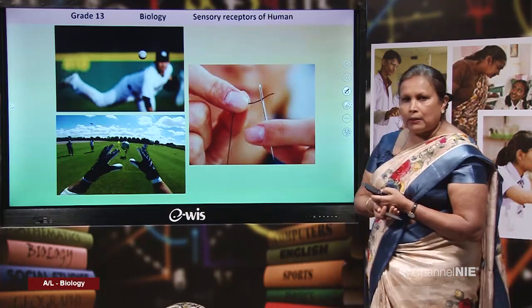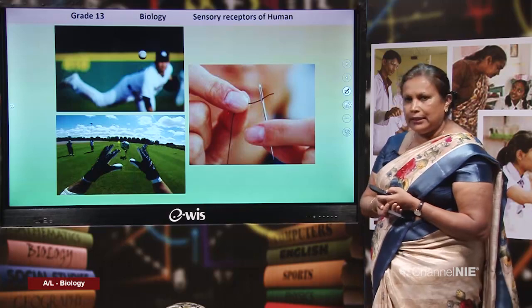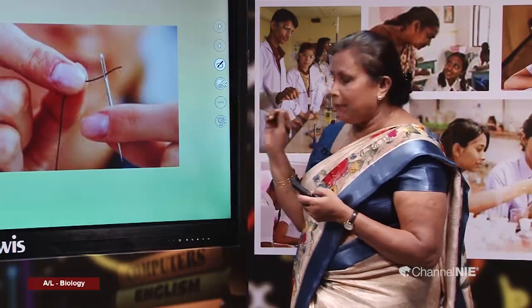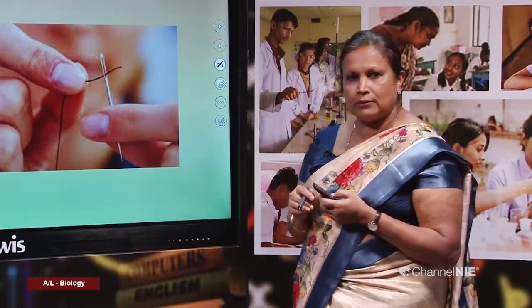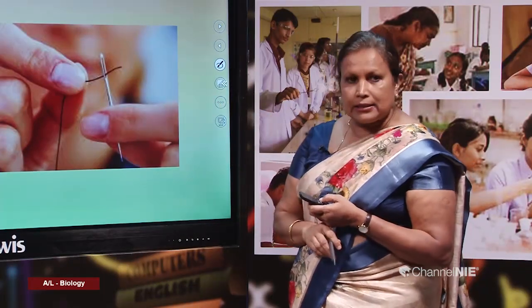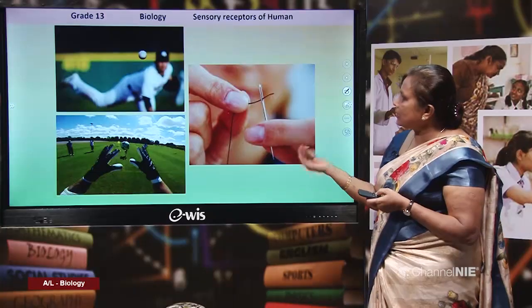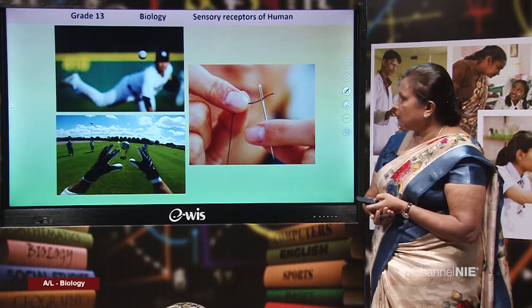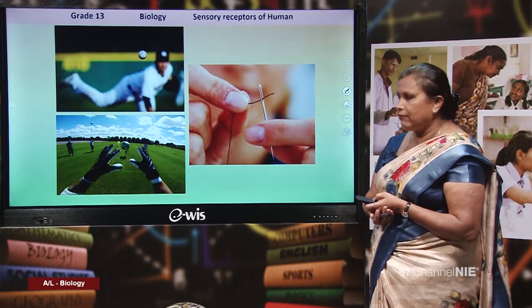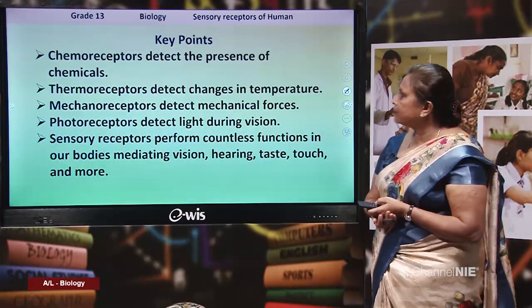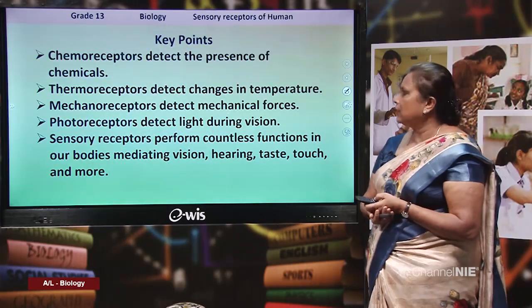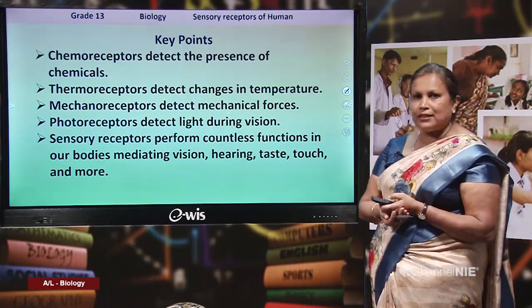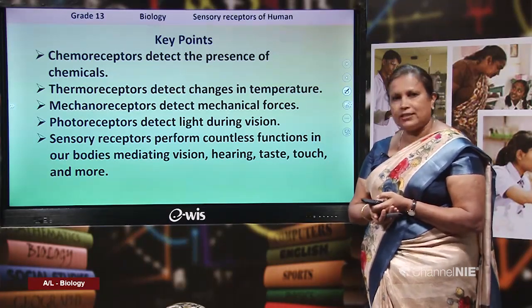When we thread a needle, you can see here, we need to know this is three-dimensional. Depth is very important. So we have to understand that. These are certain occasions that we use binocular vision in our day-to-day life. Then here we have the key points related to the sensory receptors that we have studied so far.